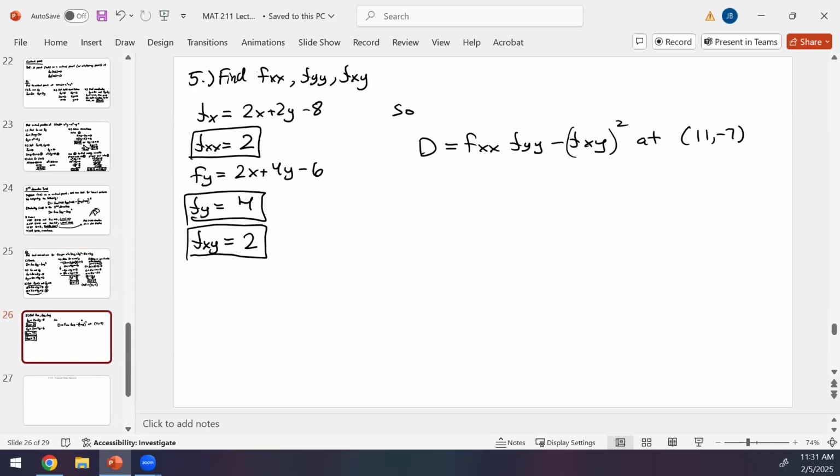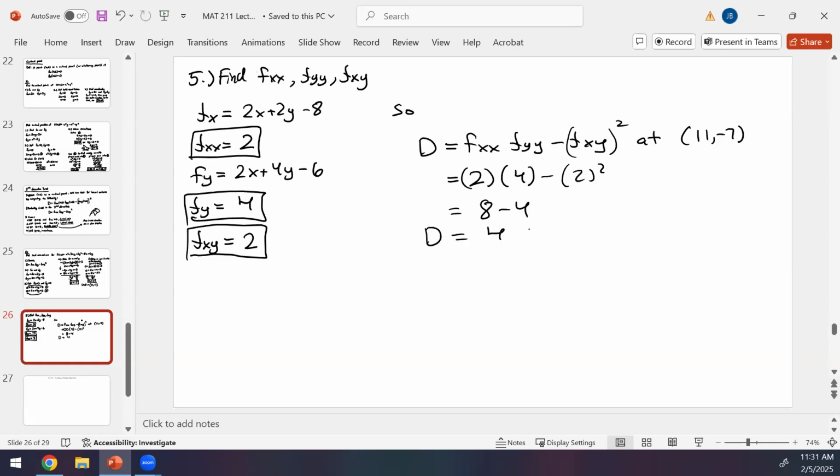So you're going to plug in 11, negative 7 into all of the second derivatives. But notice the second derivatives are all numbers, so there's nothing to plug in. So now you just substitute. So 2 times 4 minus 2 squared. And so we get 8 minus 4, and we get 4.